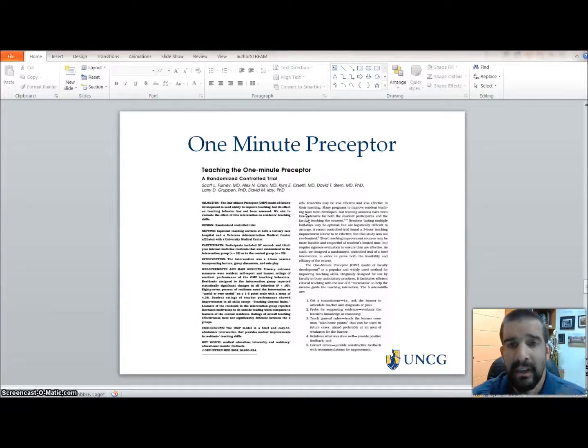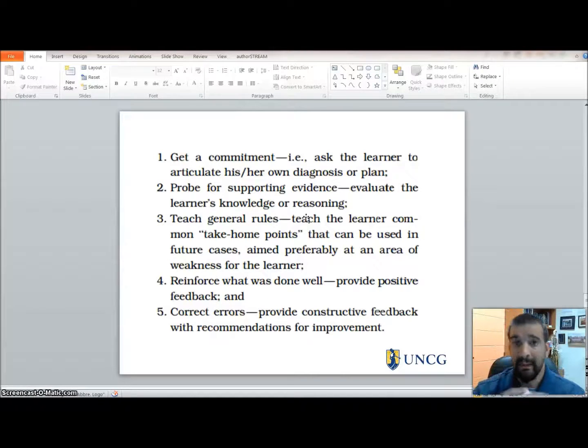Putting this all together is a concept called the 1 Minute Preceptor, and you can go online and look at a ton of different things about the 1 minute preceptor. I'm going to try to simplify this in about the next 30 seconds. But basically the 1 minute preceptor has 5 components to it. Get a commitment, probe for supporting evidence, teach general rules, reinforce, and then correct errors.